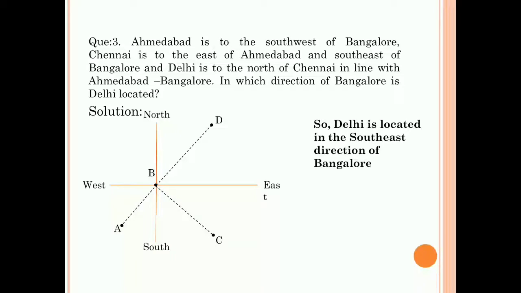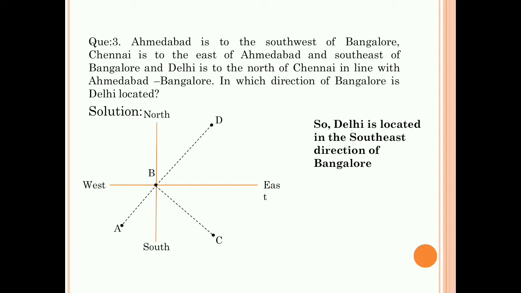In the question it is given that Ahmedabad is to the southwest of Bangalore. So we will take Bangalore as our starting position and denote it as point B. Ahmedabad is to the southwest of Bangalore. So southwest will be 45 degrees in between south and west. So from point B, towards 45 degrees between west and south, it will be point A. So A is Ahmedabad.